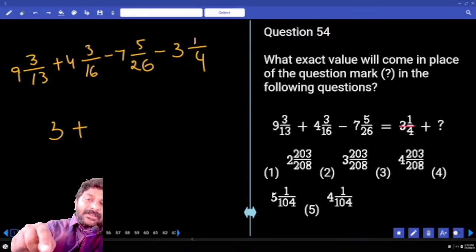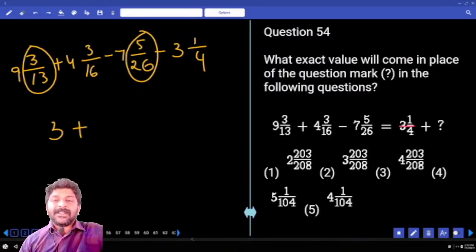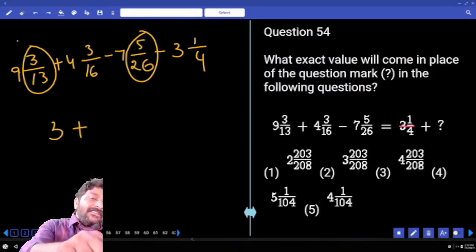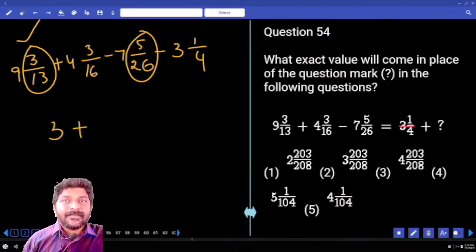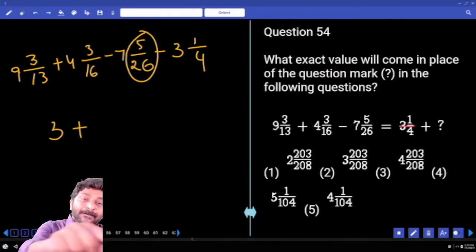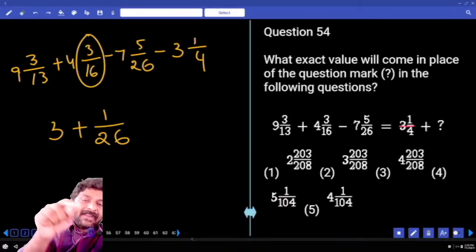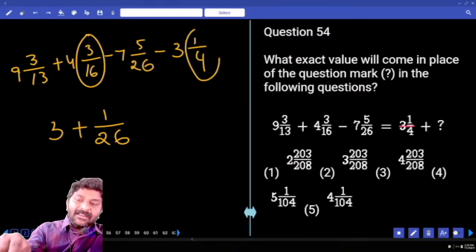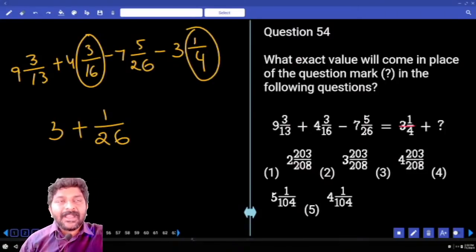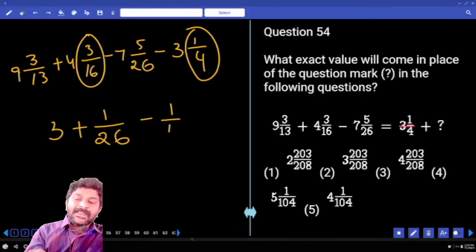Correct. So here I'll take this as a combination. 3 by 13, 5 by 26. Can we write 3 by 13 as 6 by 26 minus 5 by 26? 1 by 26. Okay. Leftover values 3 by 16, 1 by 4. 1 by 4 can be written as 4 by 16. 3 by 16 minus 4 by 16, minus 1 by 16. So let's complete this value.